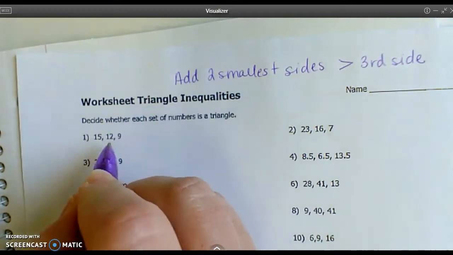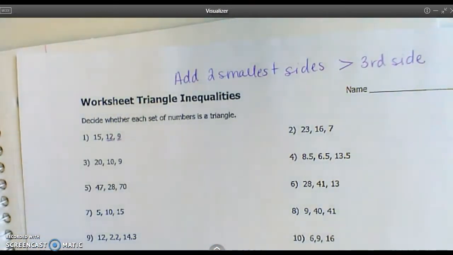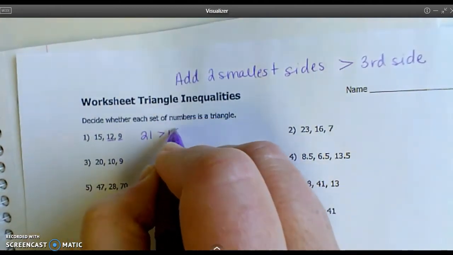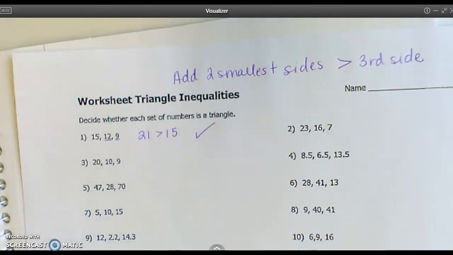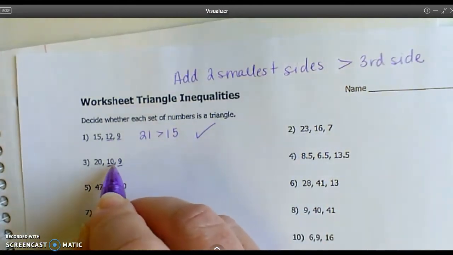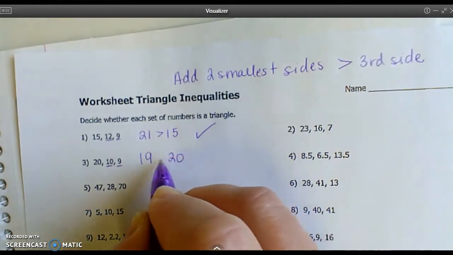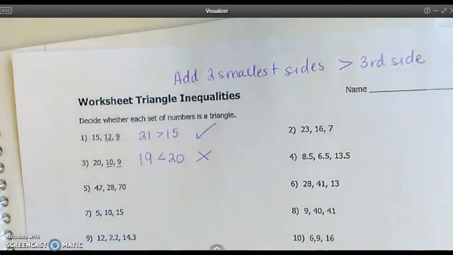So looking at number 1, these two are the two smallest sides. If I add 12 and 9 together, I get 21. 21 is greater than 15, so yes, this one will make a triangle. Number 3, add these two together, because those are the two smallest, you get 19. And we're comparing it to 20. It is not greater. This one does not make a triangle.